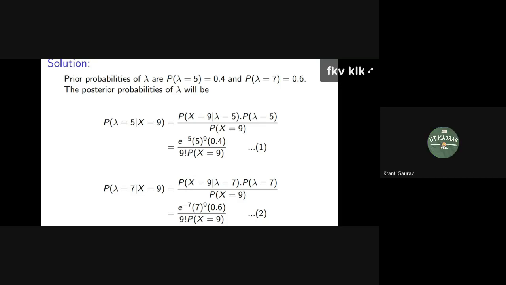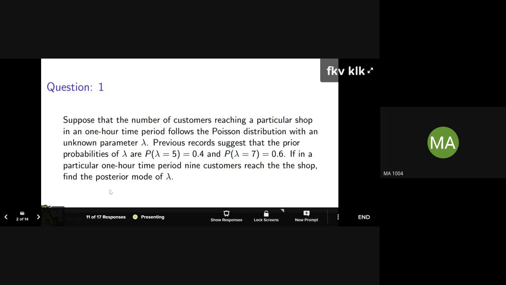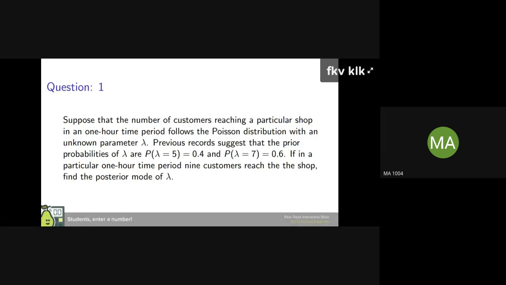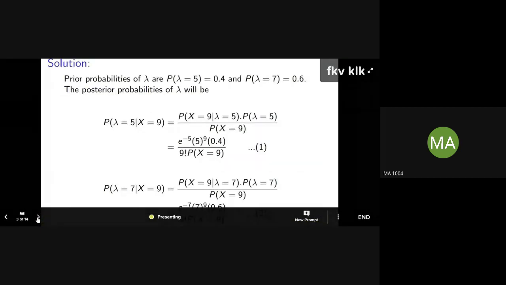We have two probabilities. Probability of lambda equal to 5 is 0.4. Our parameter lambda can take two values, 5 and 7, with probability 0.4 for the value 5 and probability 0.6 for the value 7, right? Now look at the question here. It says if in a particular 1 hour time period interval, 9 customers reach the shop, then find the posterior mode of lambda. This is the information that is given to you: you know that 9 customers have entered the shop. Then given that 9 customers have entered the shop, what is the probability that your lambda will be 5, right?